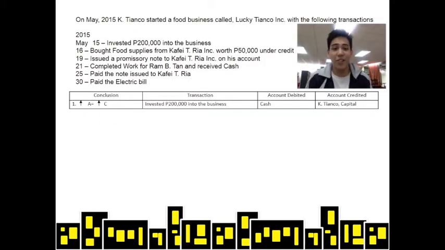Okay, so now let's talk about your first transaction, which is 200,000 into the business you invested. So let's talk about the conclusions. Since you're gaining money for the business, it's under capital. And since you're receiving cash, it's an asset. So it's an increase in asset is equal to an increase in capital.